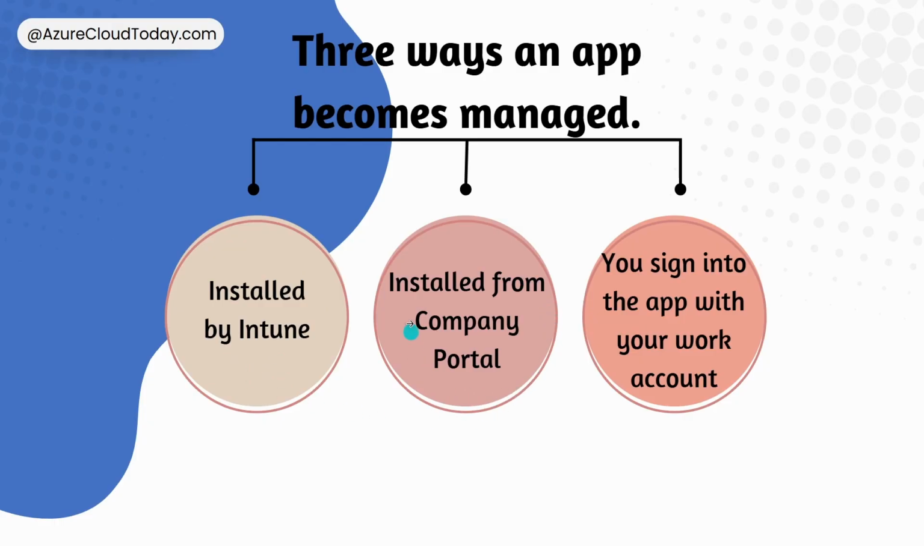The second way is when you go into the Company Portal and install the application from within the Company Portal. So anything you get through the work catalog or from the Company Portal arrives on your device as a managed application. And the third way, which surprises people: you download an ordinary app from the App Store, then sign into it with your work or school account.